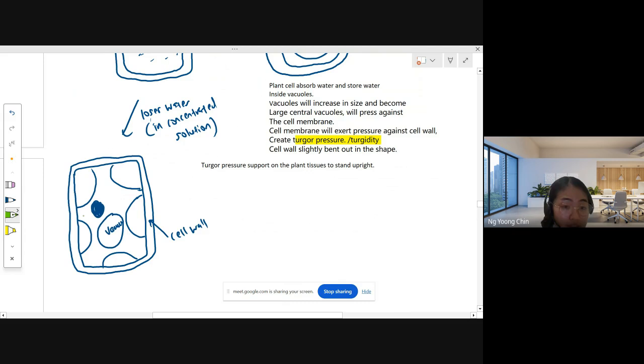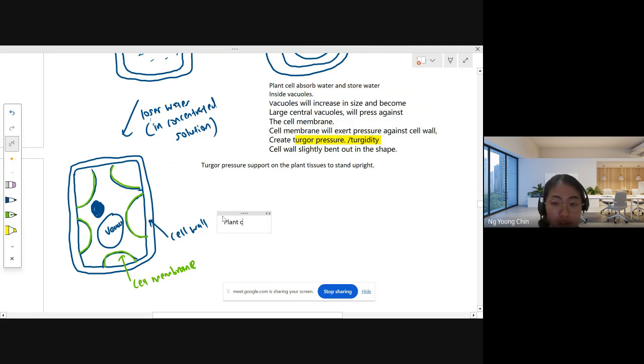You can see the cell membrane appears in this way. Here, this is the cell membrane. This is actually a cell membrane. Can you observe that the cell membrane actually pulls away from the cell wall? So you can write it in this way, okay?